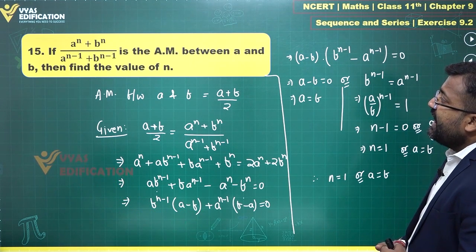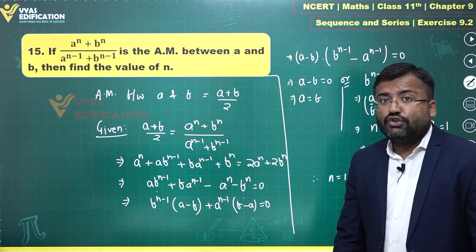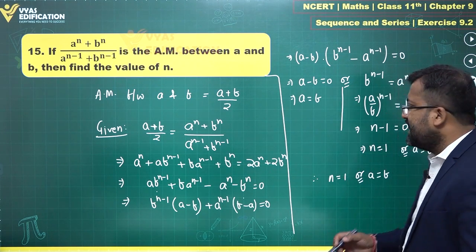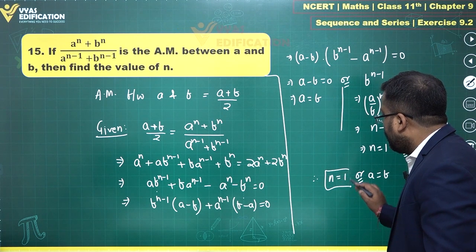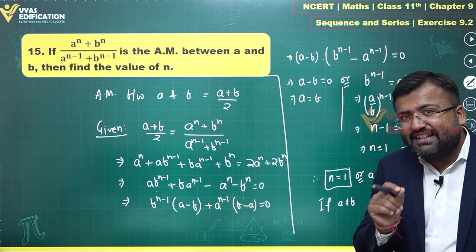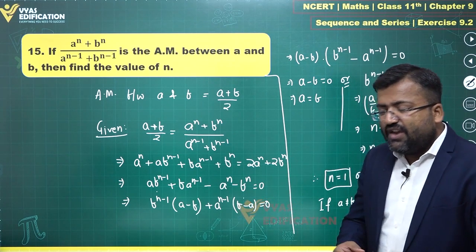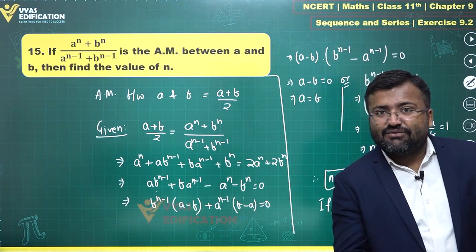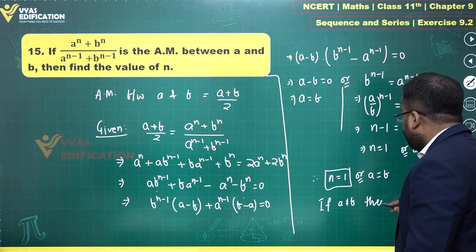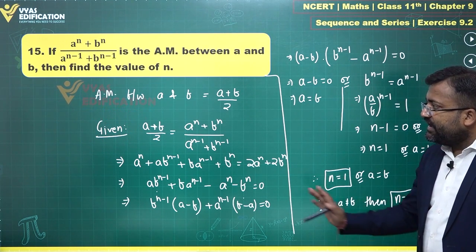This or this. And if this is not the case, if a and b are two separate, different numbers, then we can say that n equals 1. If a is not equal to b, then we can insert an arithmetic mean, right? Only then can we insert an arithmetic mean between a and b. If a is equal to b, then the arithmetic mean will be that particular number only, right? So if a is not equal to b, then n equal to 1 is the correct answer. So that's the only thing that you obtain.